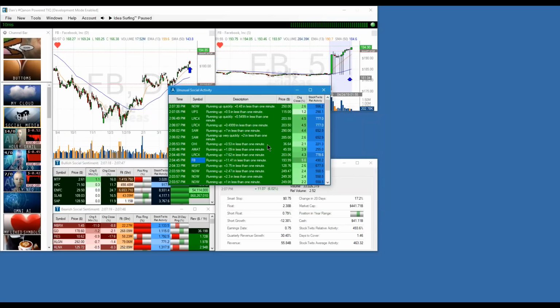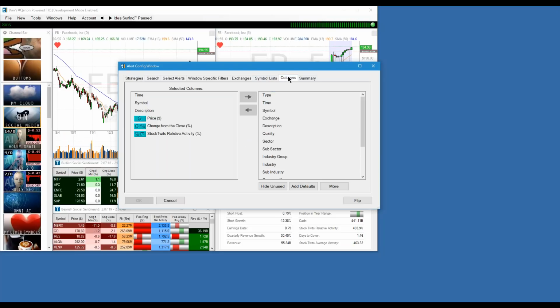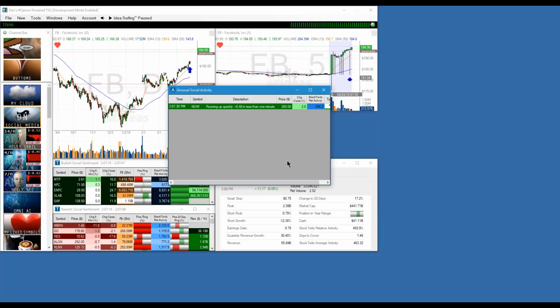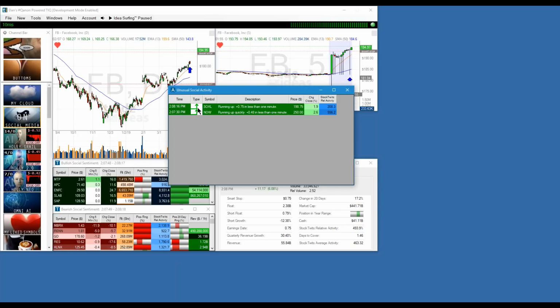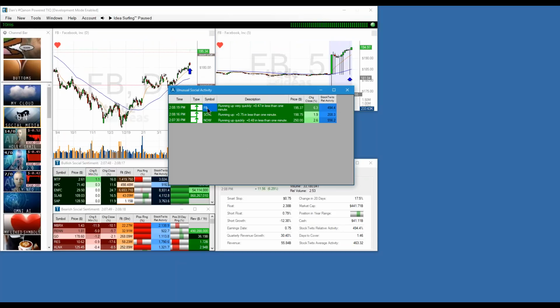So when I close that, this is just so you can see how these things came up. In fact, I can say columns and type, and you'll see the exact move that triggered the alert. So these are what's called the running up now. You know, Facebook after hours reported very good earnings, and here it goes. It's continuing to go higher.